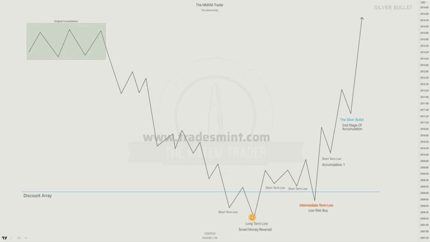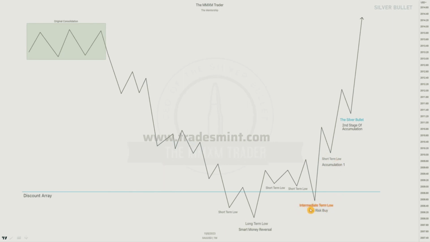Because this is the extreme low in this whole range. Short-term low to the left, short-term low to the right, and that intermediate term low forming will be inside OTE levels of this range, right? So the intermediate term low has been confirmed after we form another short-term low to the right of it, right? So then this is accumulation phase one, because this is now the low risk buy.